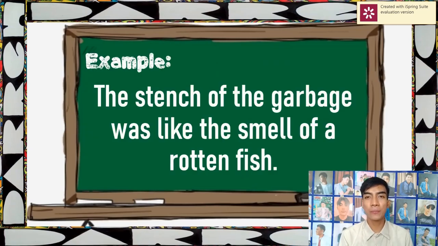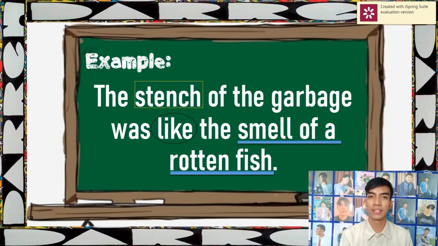Let's have this example. The stench of the garbage was like the smell of the rotten fish. So the unfamiliar term here is the word stench. Let's analyze the sentence. The stench of the garbage is being compared to the smell of the rotten fish. So, what is the smell of a rotten fish? It smells bad, correct? Thus, we could now conclude that stench means stinky or disgusting odor.